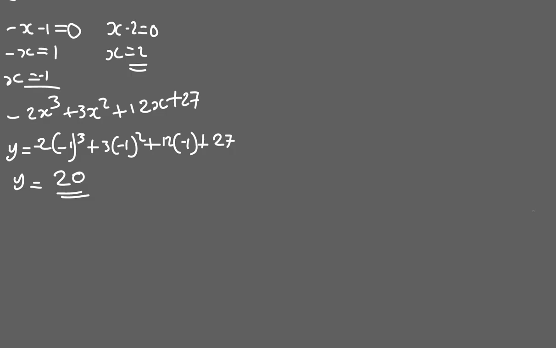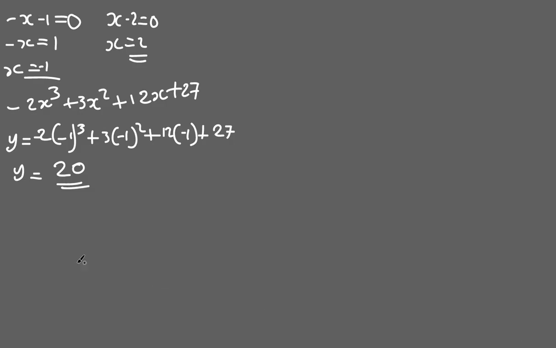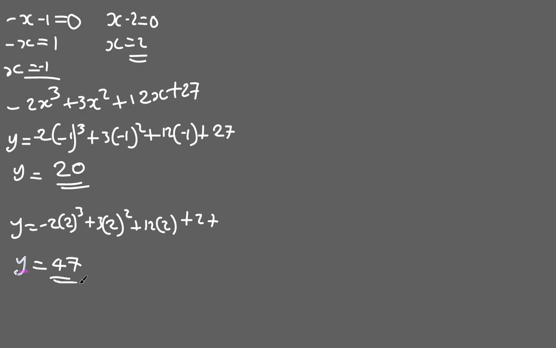Now we move again to find y when x is 2. So y is equal to -2. Here we punch in 2, we put 3 plus 3, we put 2 here, 2 plus 12, everywhere we put 2, plus 27. So when you punch this on your calculator, you get 47 as your answer.